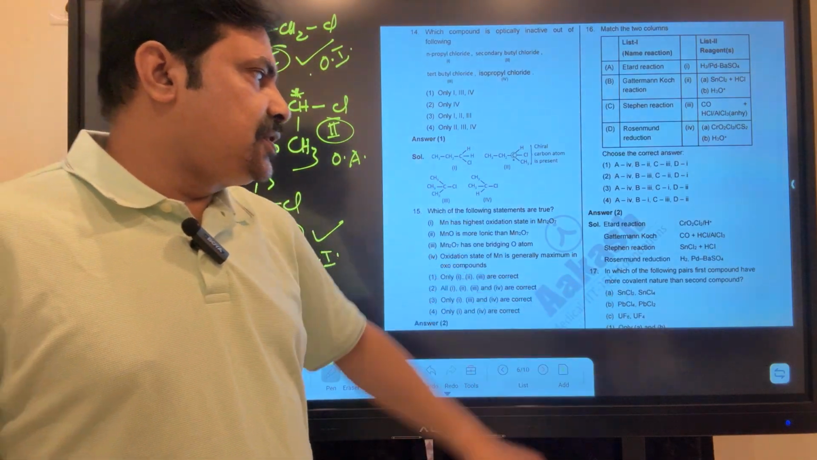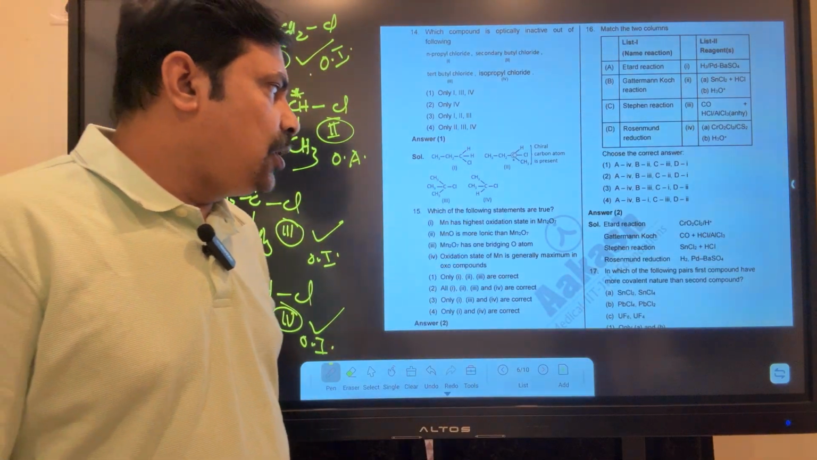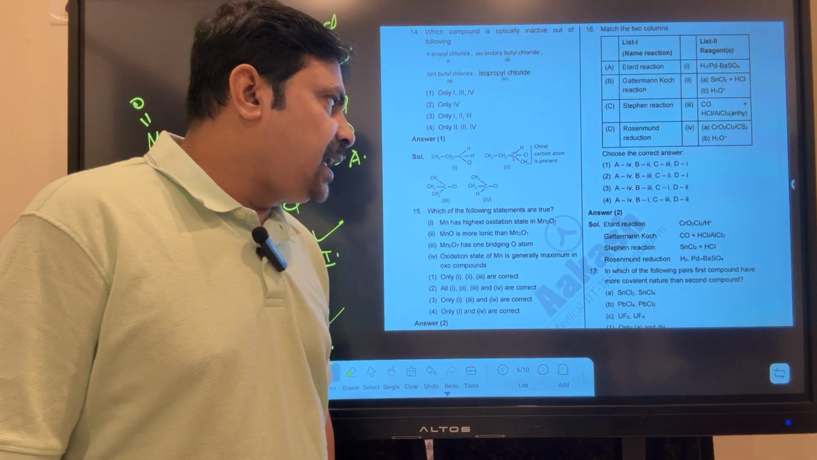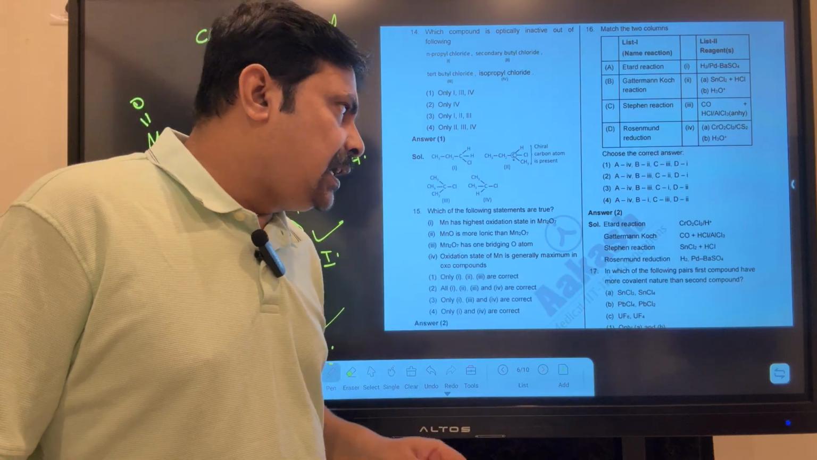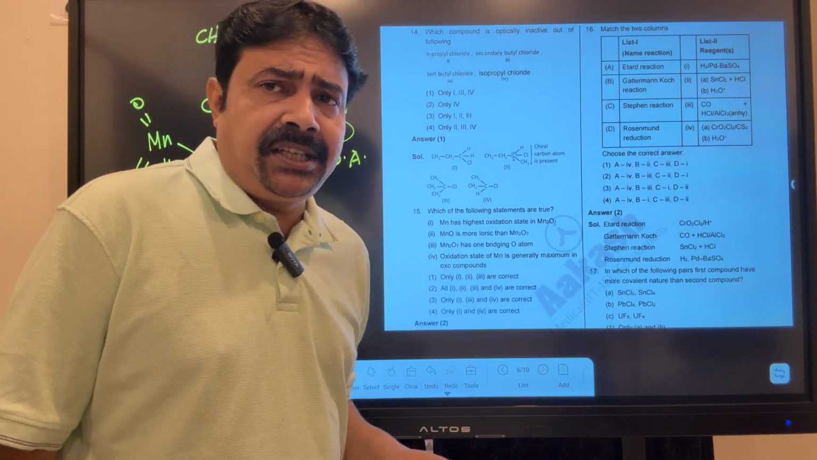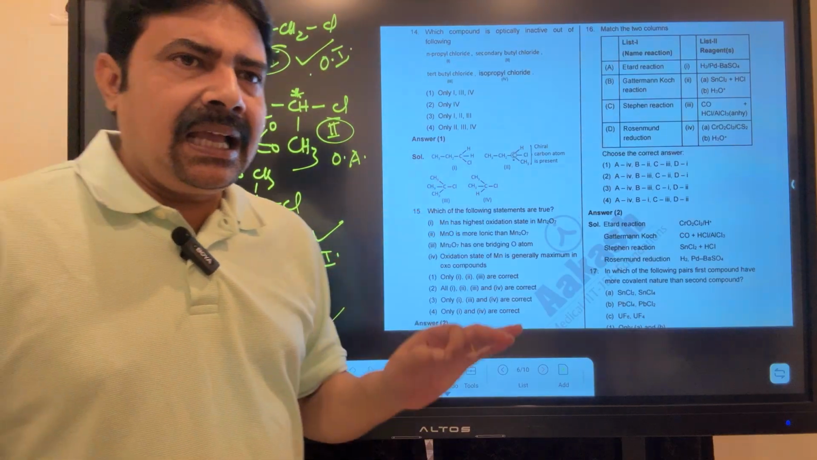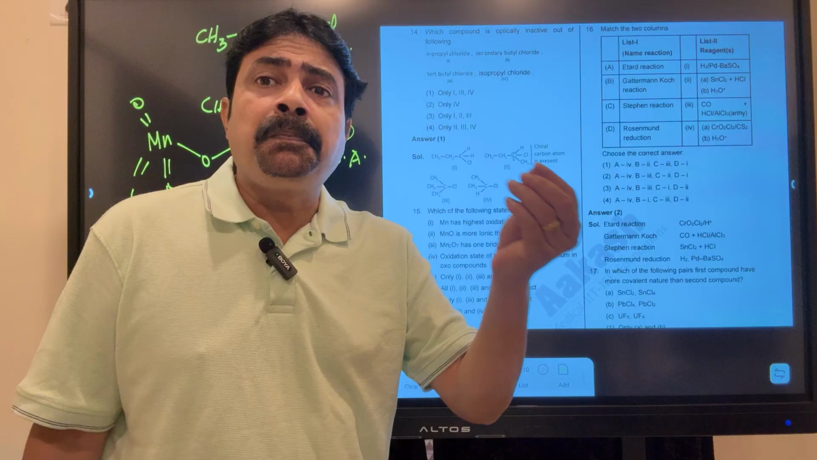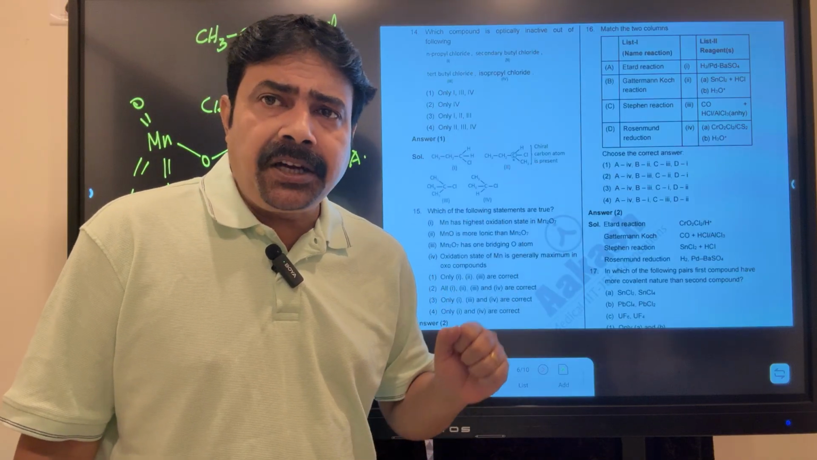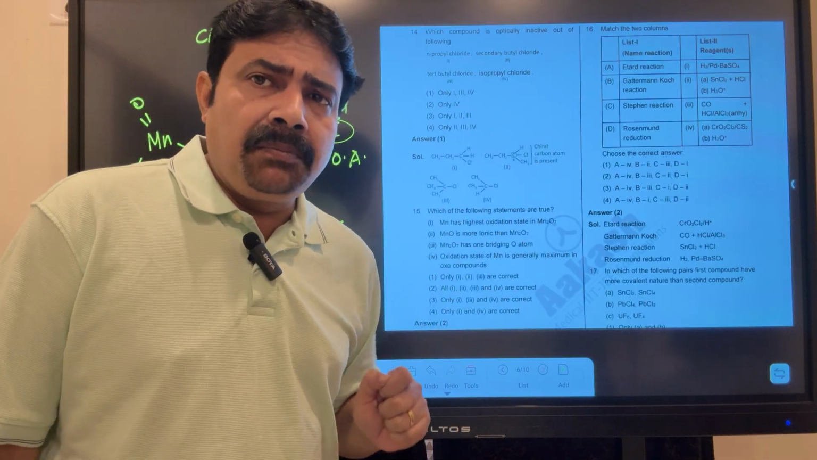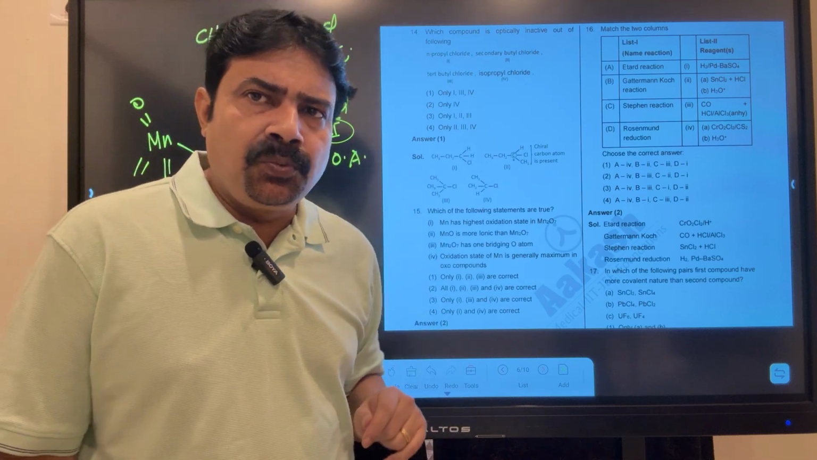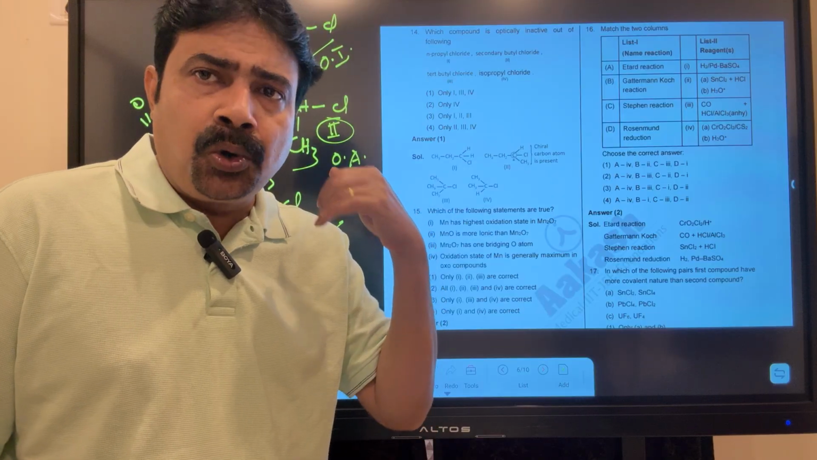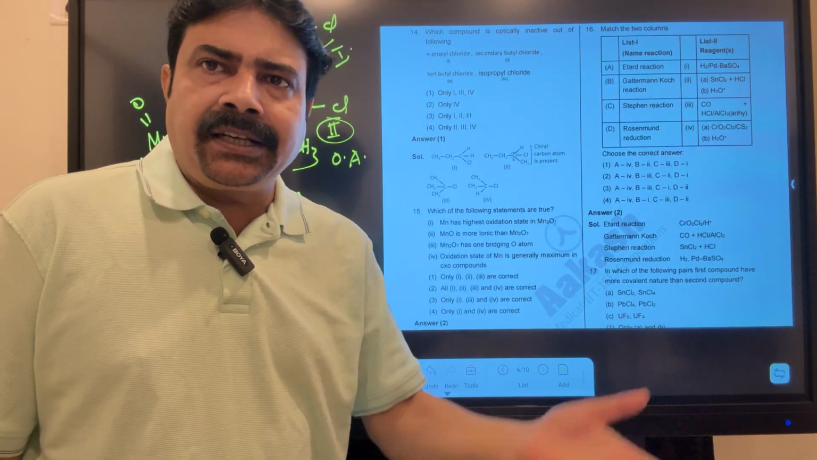Now come to this question. SnCl2, SnCl4, PbCl4, PbCl2, UF6 and UF4. They are asking in which of the following pairs the first compound is more covalent in nature. The idea is if the metal ion is present in a higher oxidation state, then polarization power will be more. This is Fajan's rule number 1. If the polarization power of the cation is more, it will polarize the electron density from the anion towards itself, sharing of electrons will be more, and covalent character will be more.